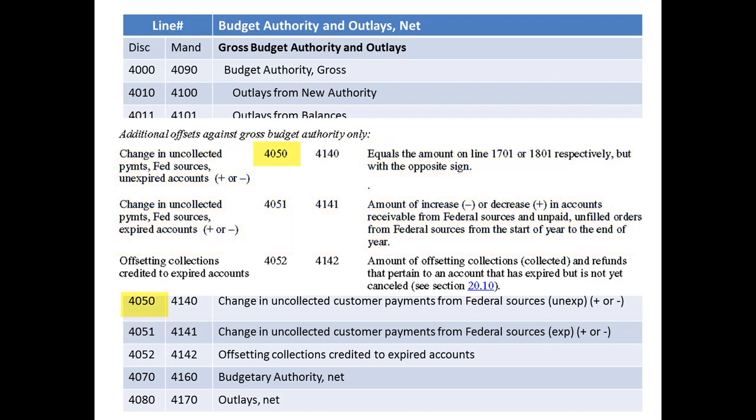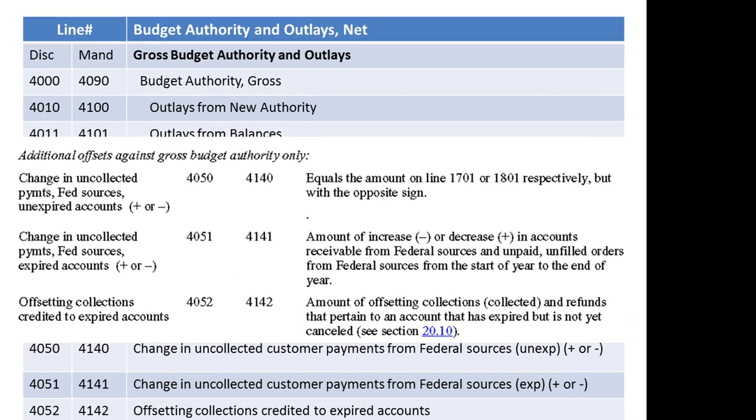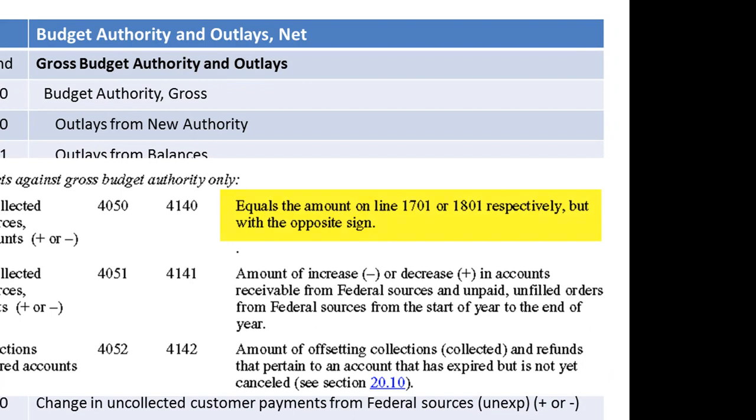Line 4050 and 4140 relate to amounts owed to the account but not collected, referred to as receivables. Since receivables are budget authority, we offset them only against budget authority. Note that the definition states that the amount on this line equals the amount on line 1701 or 1801, respectively, with the opposite sign.